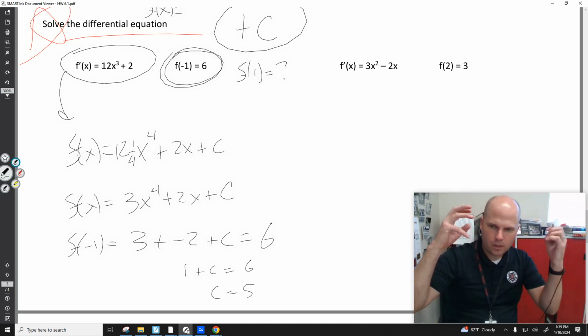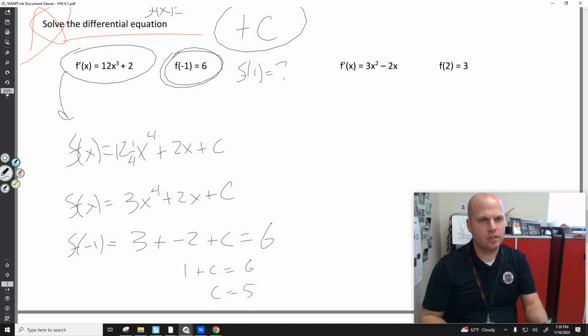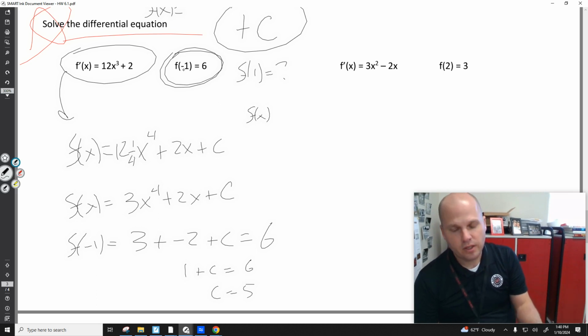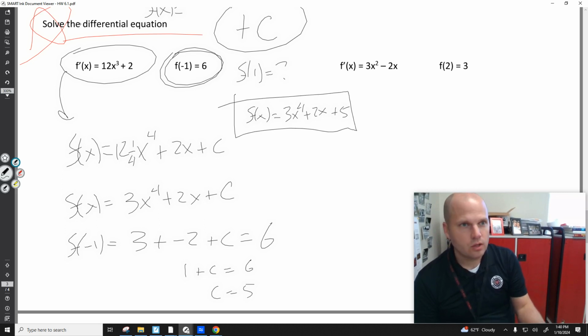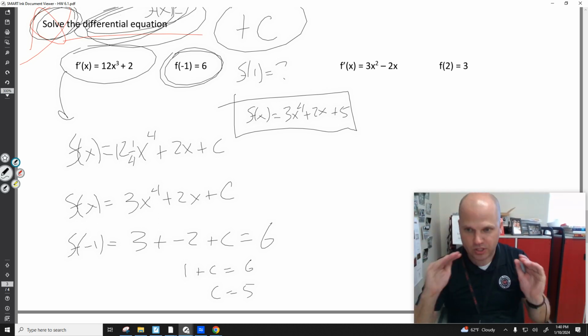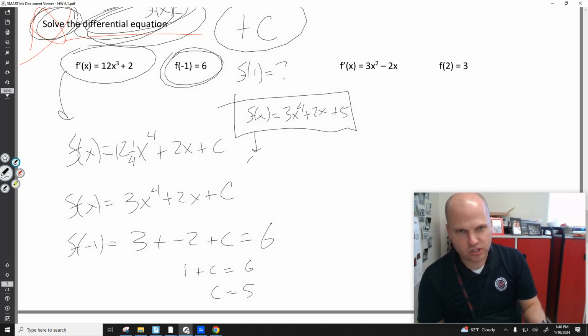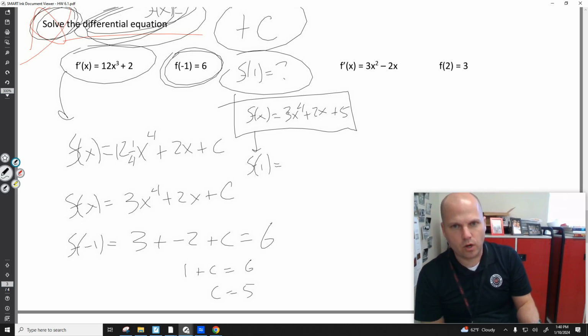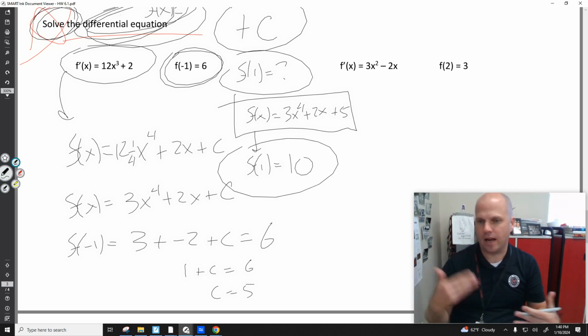Here is what we call our specific function f of x. The actual function f of x, whose derivative is 12x cubed plus 2, and who has the point negative 1, 6, is 3x to the fourth plus 2x plus 5. This is what we call the solution to the differential equation, or the specific original function. But the extra step is to plug in 1 if I ask you to. On your quiz questions, I'm going to ask you for a function value. You plug in 1, you get 5 plus 5, you get 10. That's your answer that I would ask you for.